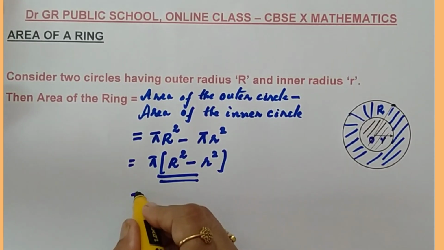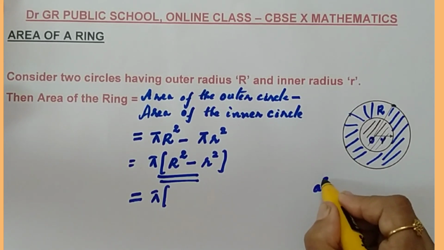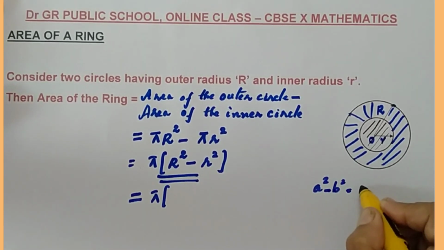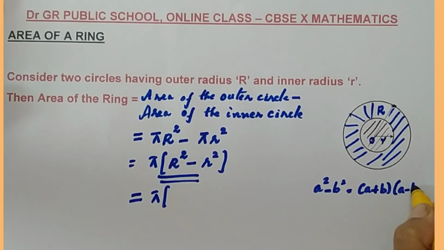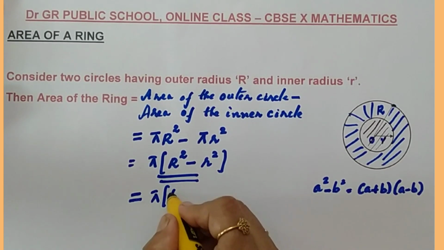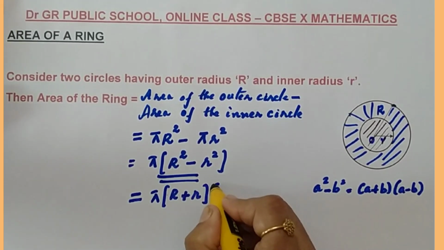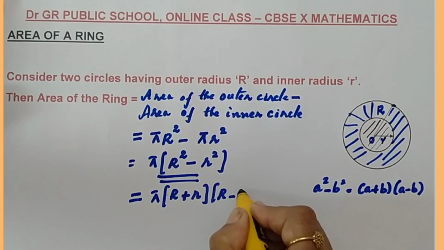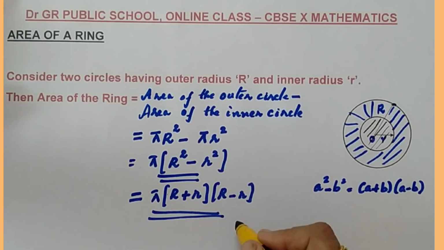If you want, you can simplify it further, pi into. What about a square minus b square? A square minus b square equals a plus b in one bracket into a minus b in the other bracket. In the same way, capital R square minus small r square can be written as capital R plus small r in one bracket into capital R minus small r in the other bracket. This also you can use to get a simplified result.